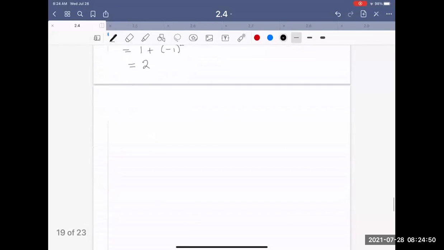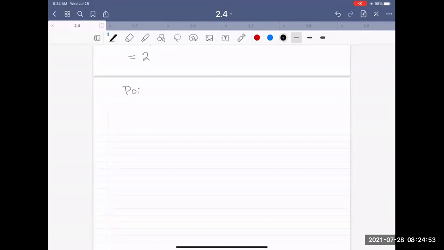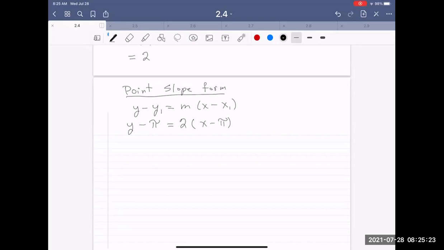I have the point-slope form for the equation of a line: y minus y1 equals m times (x minus x1). My point is (pi, pi), and so the y value is pi. The x value is also pi. And the slope of my tangent line is 2. And that gives me the equation for my tangent line. Any questions about that?